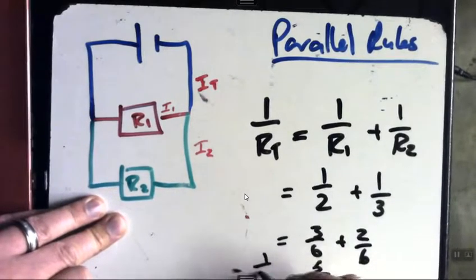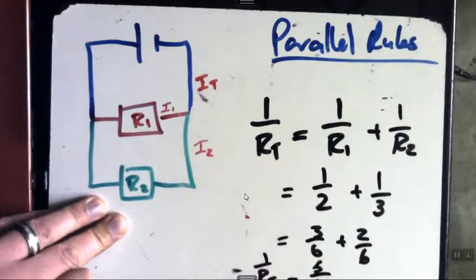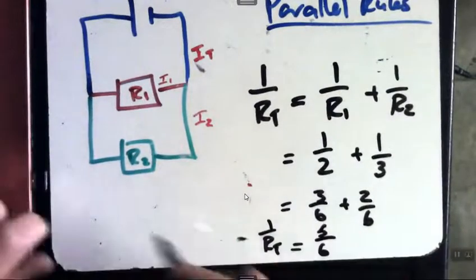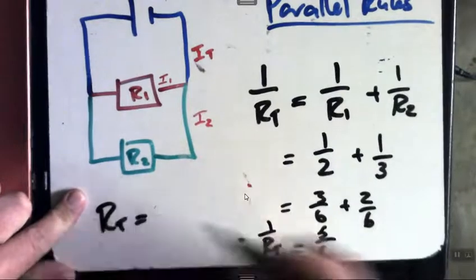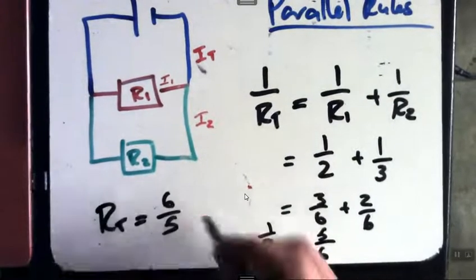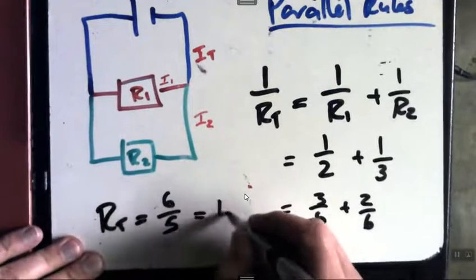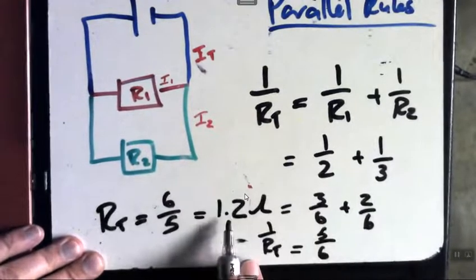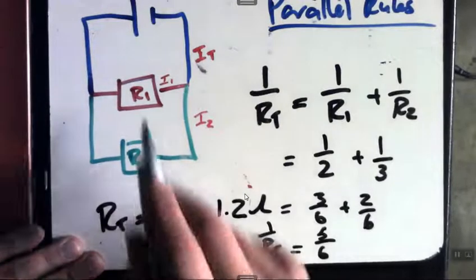But 5 over 6 is not the value of the total resistance. The total resistance is actually that inverted. So the total resistance is 6 over 5. Now that gives me 1.2. What do you notice here with the 1.2? It is smaller than the 2, it's smaller than the 3.